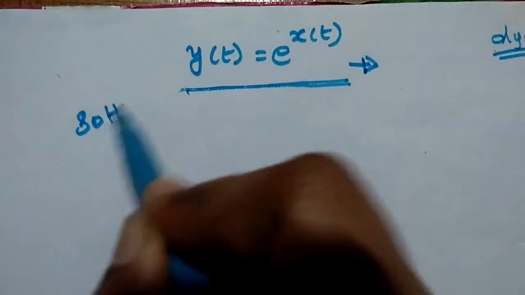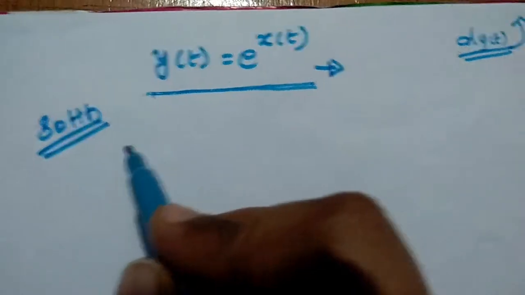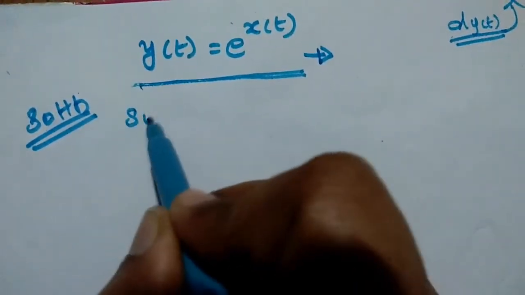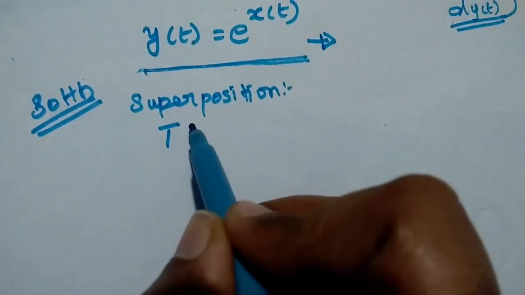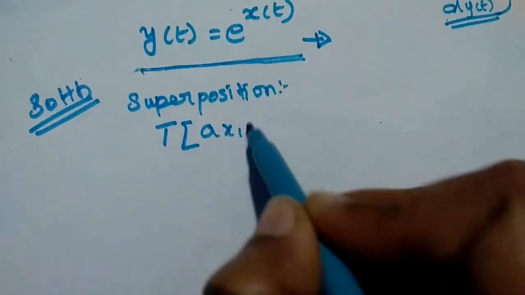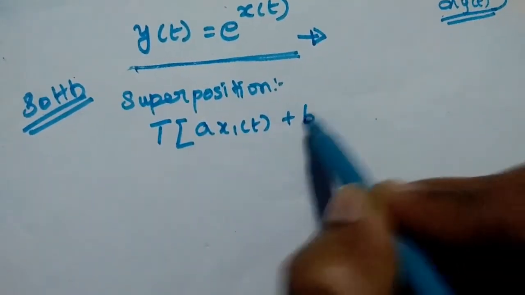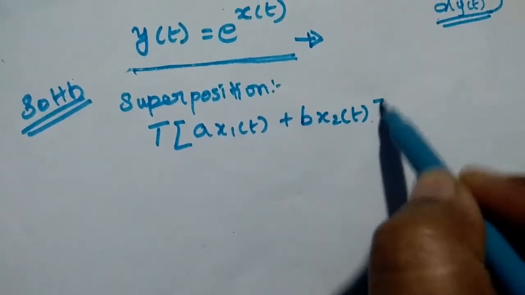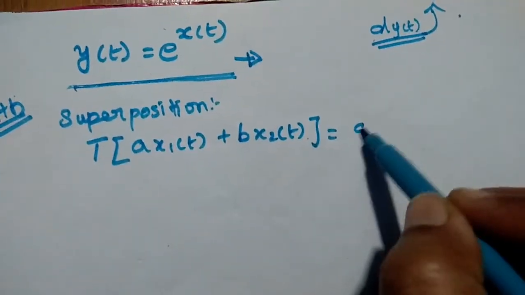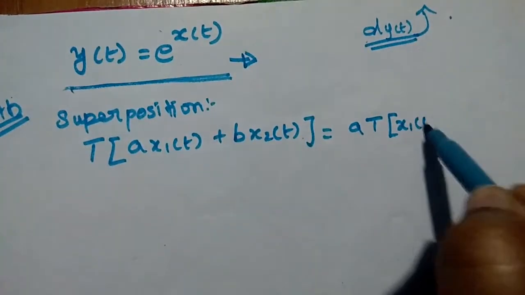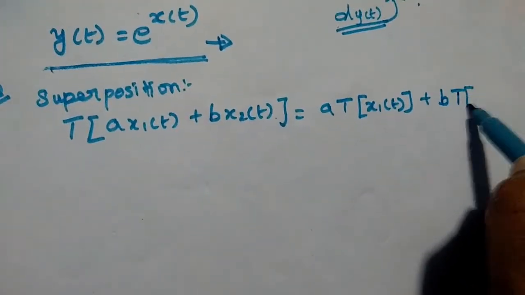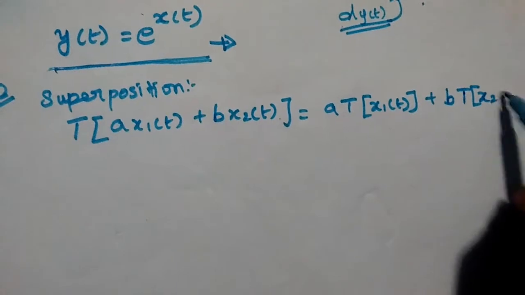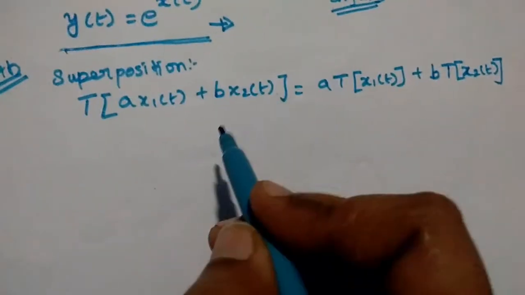So in this case, first we have to write down the same superposition principle. What is the superposition principle? The superposition principle is nothing but the transfer of a x1 of t plus b x2 of t equal to a into the transfer of x1 of t plus b into the transfer of x2 of t. That is the superposition principle.